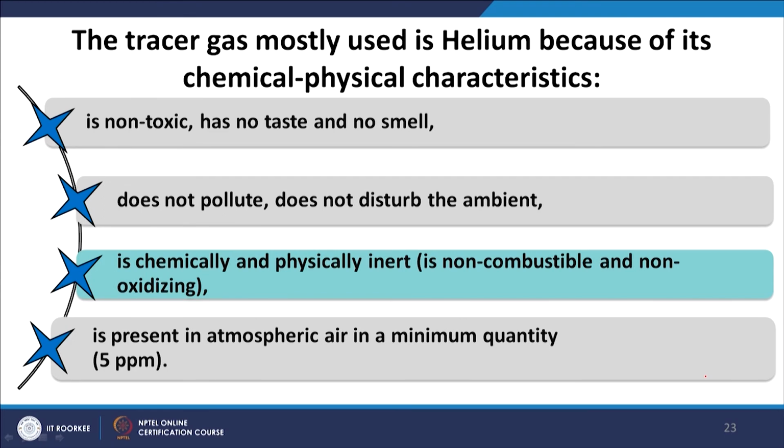It is chemically and physically inert, a very important property. It is non-combustible and non-oxidizing. It is also non-reactive. It is present in the atmosphere in a minimum quantity, 5 parts per million. So, because of all of these properties, helium is mainly used as a tracer gas.